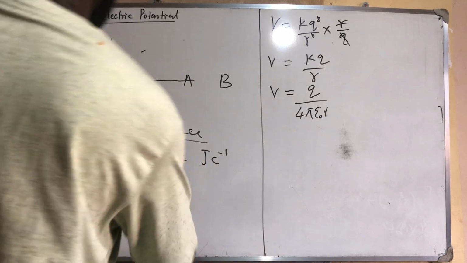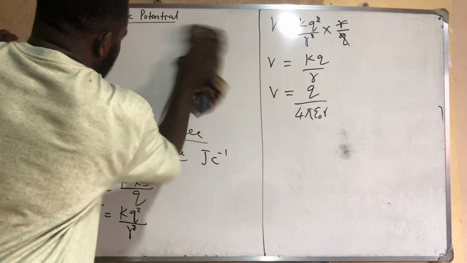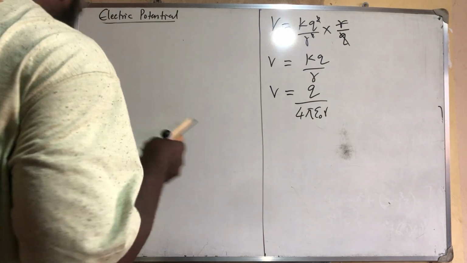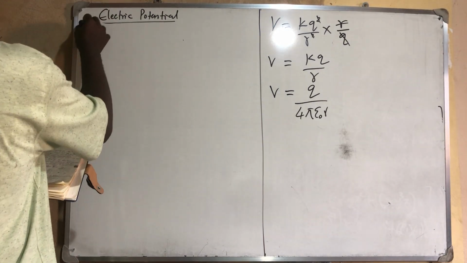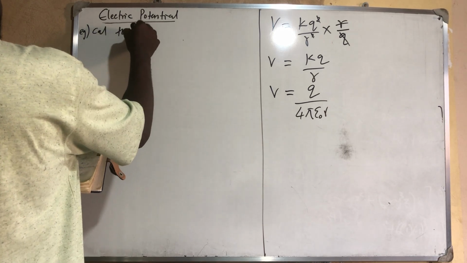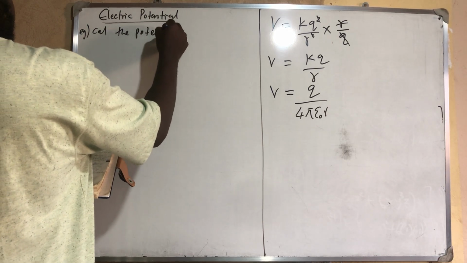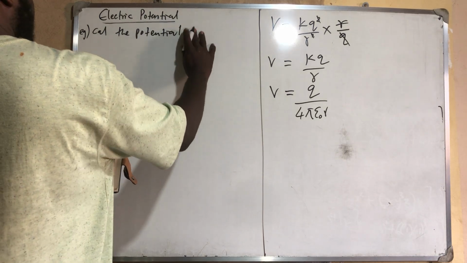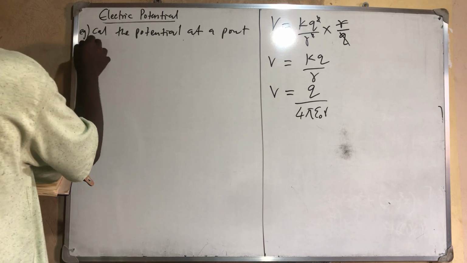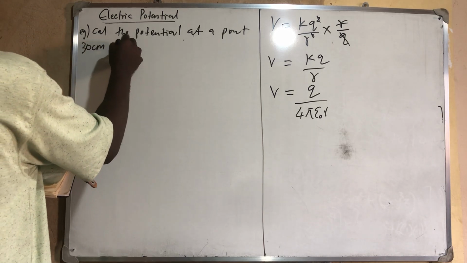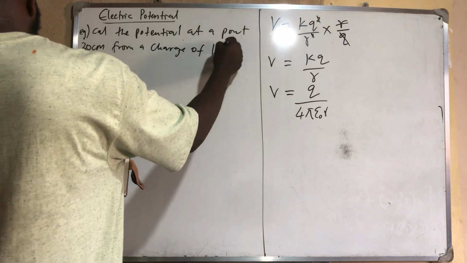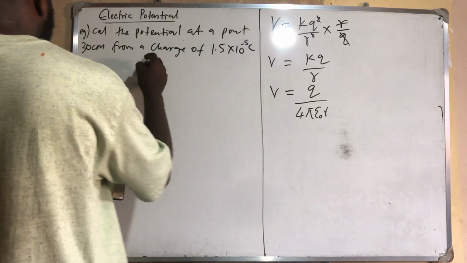So let's solve some calculations to illustrate what we have just said. The first thing we're going to solve: calculate the potential at a point 30 cm from a charge of 1.5 times 10 raised to power minus 5 coulomb.